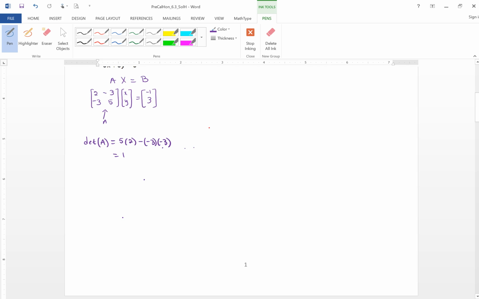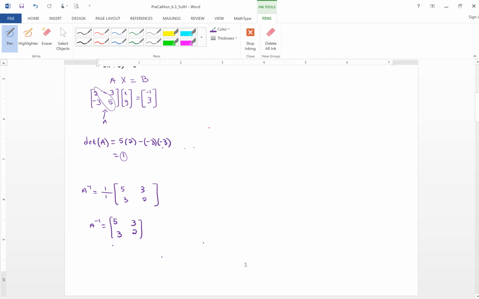Okay? Now I need to find A inverse. A inverse is 1 over the determinant, and you need to know how to do this for tomorrow's quiz, times the A matrix rearranged basically. So the main diagonal changes seats. It'll be 5 first, then 2. And the second diagonal will be positive 3s. So my A inverse then is 5, 3, 3, 2.